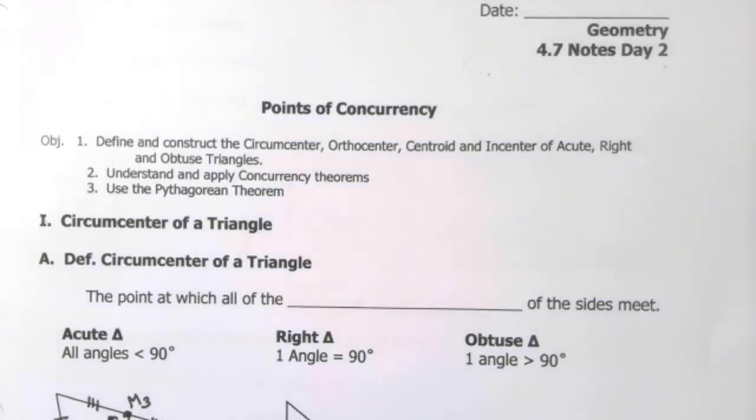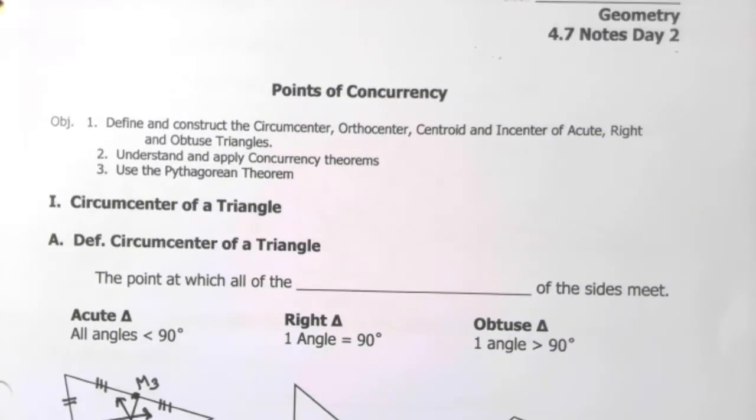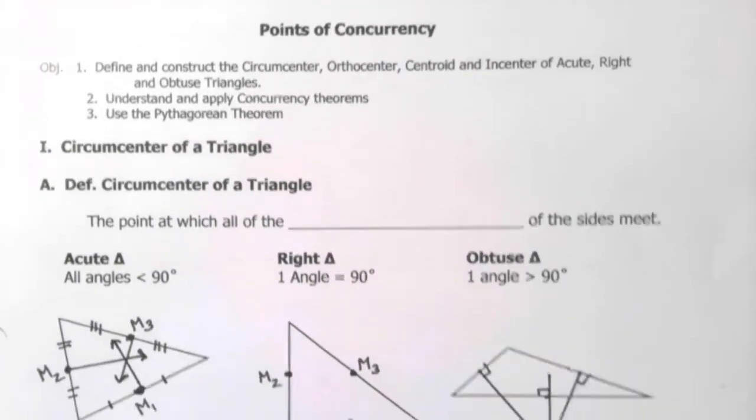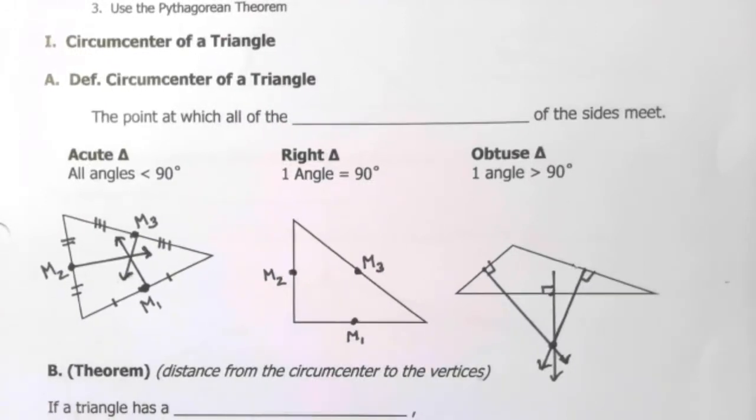Good afternoon. We are going to take notes on 4.7 day 2. We're going to start getting into some points of concurrency. And points of concurrency are places where three constructs in a triangle meet up. And each of them have a different name depending on the type of construction that creates the point of concurrency.